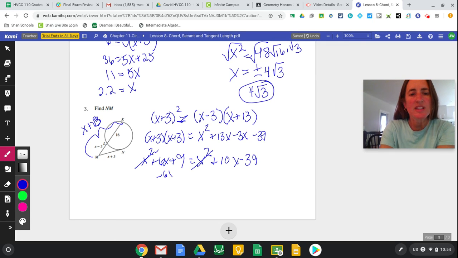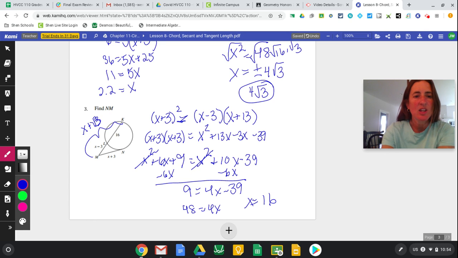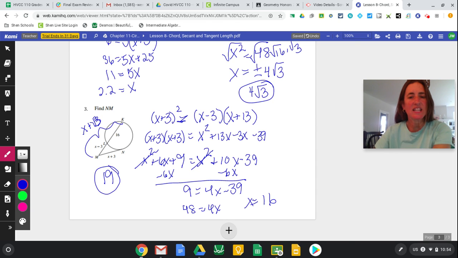So I'm going to move this 6x to the 10x. So now I have 9 equals 4x minus 39. I'm going to move that 39 to the other side, or x is 16. I want you to find from n to m. So 16 plus 3, 19 for my answer. That was fun.